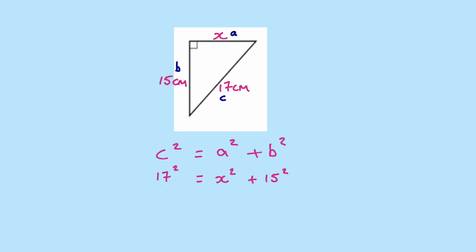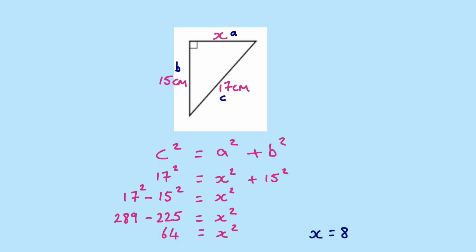So 17 squared, take away 15 squared from the left hand side, equals x squared, and taking away 15 squared from plus 15 squared leaves us with nothing. Then all we need to do is work out 17 squared and 15 squared and subtract them, and that gives us our x squared. And then of course our final step, we have x squared, but we want to find just our x, so we do the square root of 64, which gives us an answer of 8 centimeters.